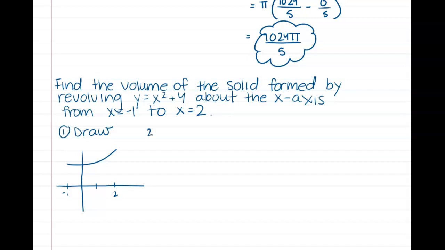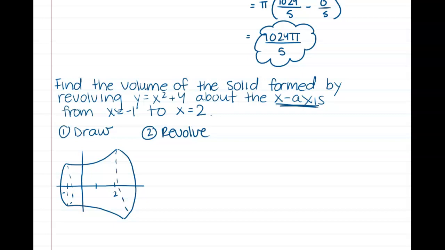Okay. Then we revolve about the x-axis because that's what we're told. And if we do that, we'll get something like that. And if we draw it, again, it's some weird version of a cylinder. So it'll look like that. This one almost does look like a vase. Let's fix that a little bit.